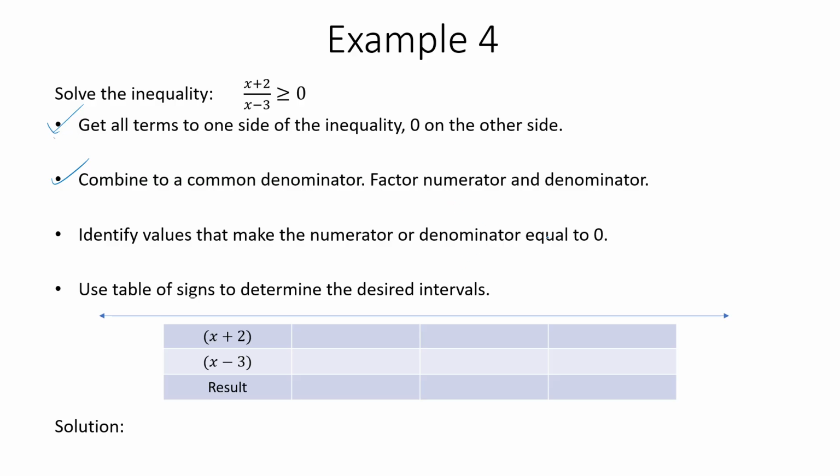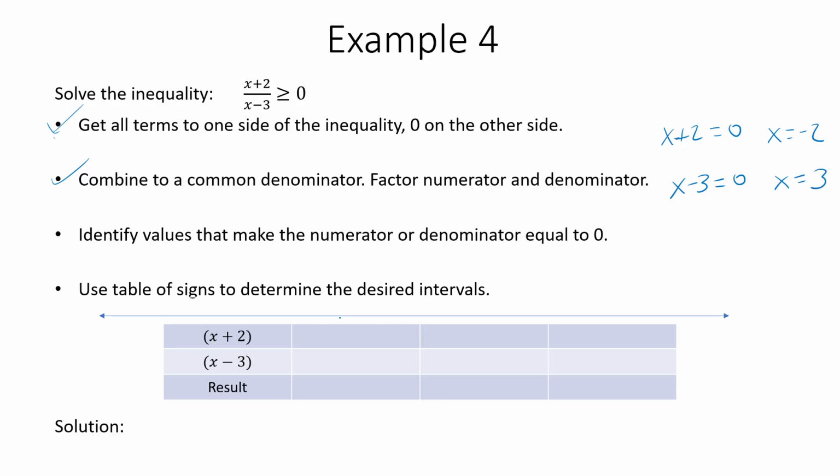Okay. Now we need to identify values that make the numerator and the denominator equal to 0. Well, for the numerator, the value that would make it equal to 0, x plus 2 equals 0, would be x equals negative 2. And for the denominator, where we have x minus 3, the value that would make it equal to 0 would be x equals 3.